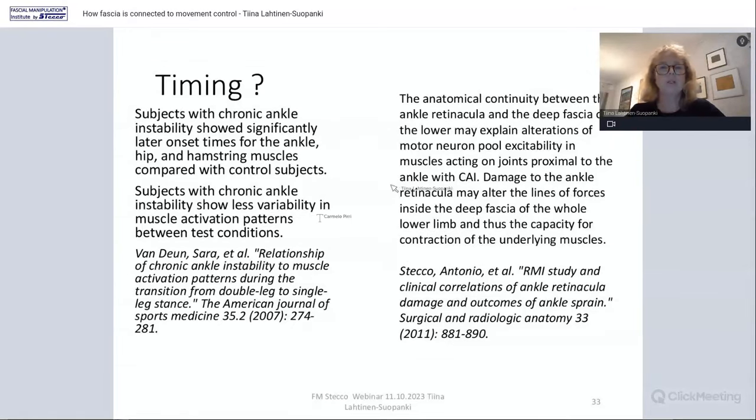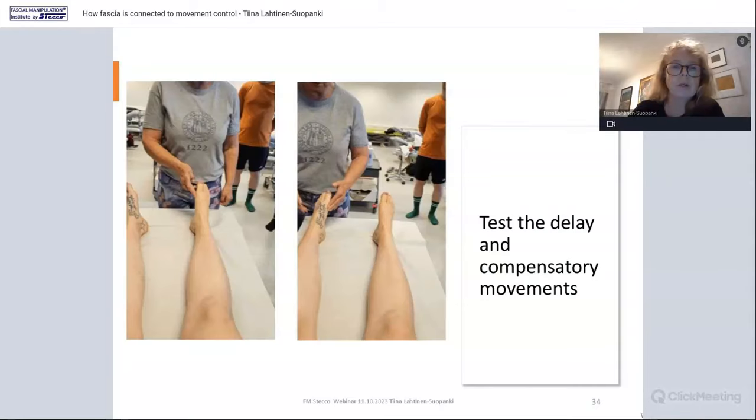All these changes are connected to the system that is connecting the elements together in our body, and it's transferring the muscle force, and it's a very, very important sensory organ. So test the delay and test the compensatory movements. Ask the patient, how do you feel? In what part do you need to work more?